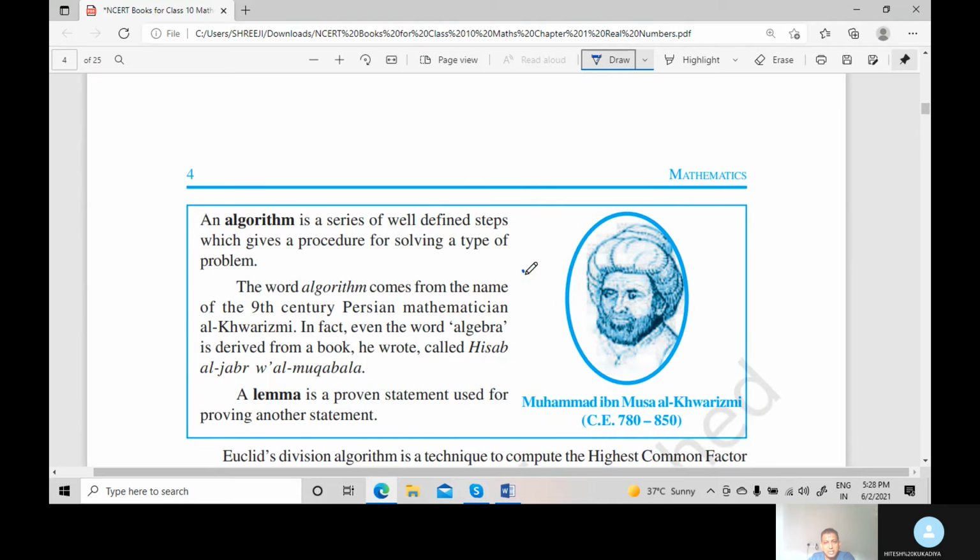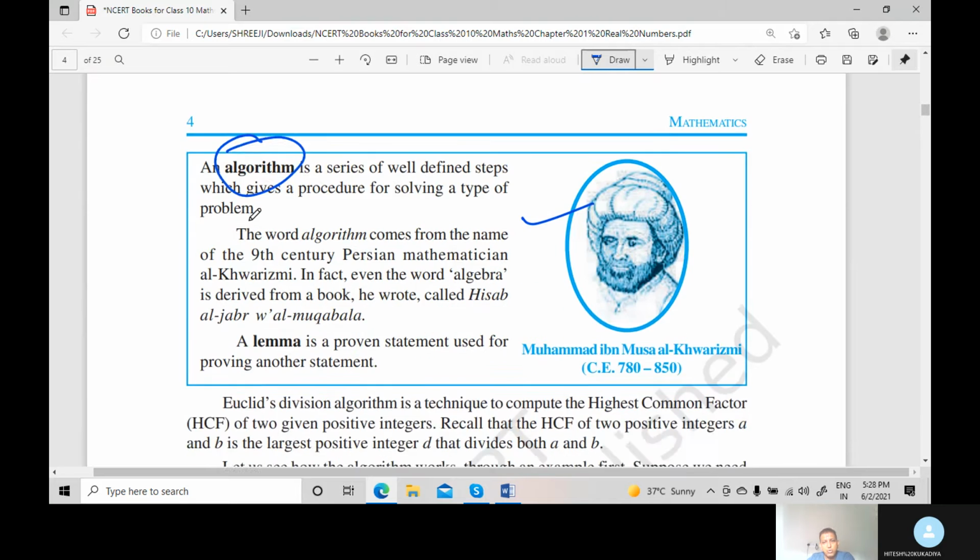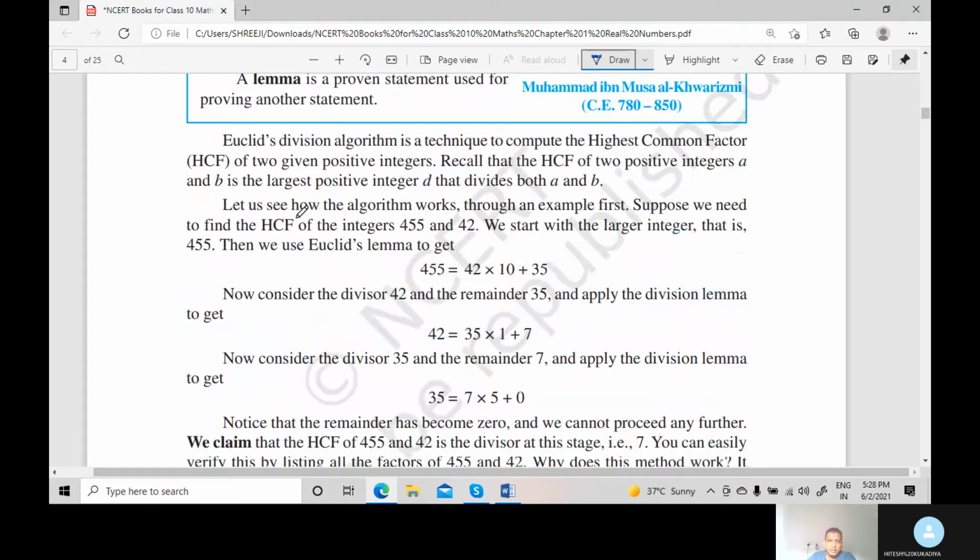The mathematician gave the word algorithm only for information. Now, recall that the HCF of two positive integers a and b is the largest positive integer that divides both a and b. Look at this important statement. We explained this in the first lecture. Suppose 12 and 18. What's the HCF?